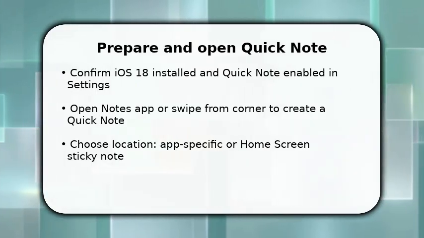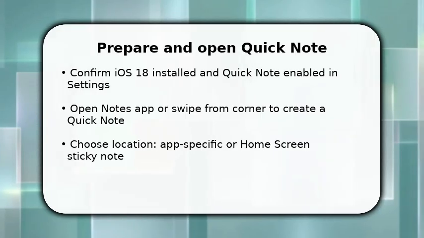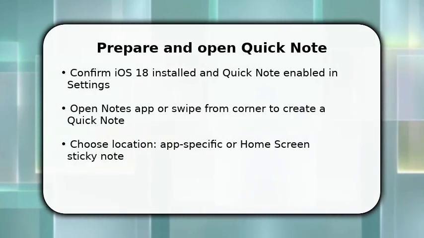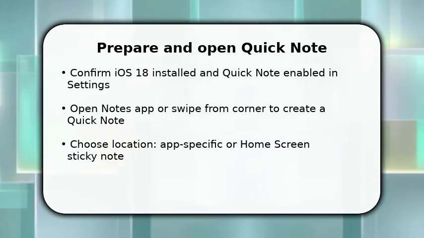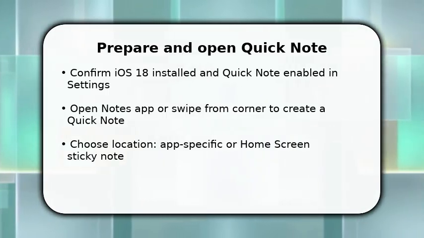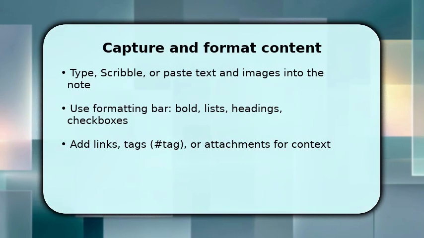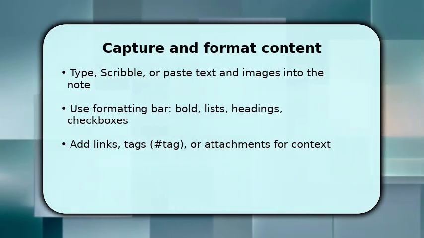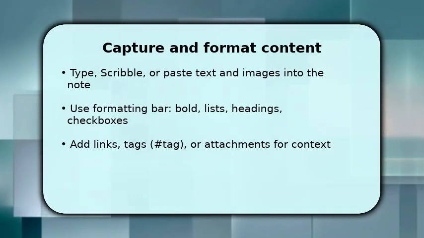Once visible, tap the title area to name the note, or leave it untitled to save time. Make sure to pick whether the note links to the current app so later context is preserved. Now capture your content: type or paste text, insert images, or use Apple Pencil to scribble. These options let you choose the fastest input for the situation.